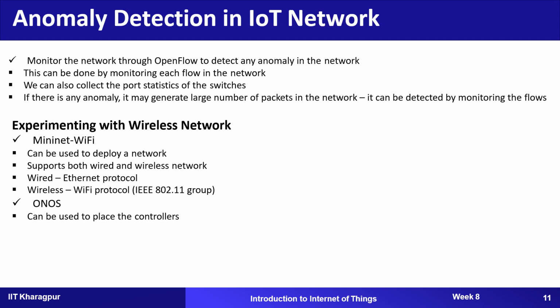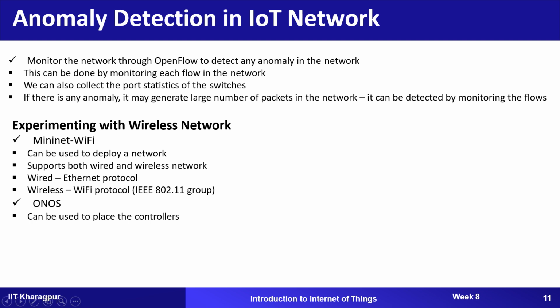Now the anomaly detection in IoT network. It monitors the network through OpenFlow to detect any anomaly in the network. This can be done by monitoring each flow in the network. We can also collect the port statistics of the switches, and if there is an anomaly in the network, it may generate large number of packets in the network, and that can be detected by monitoring the flows.